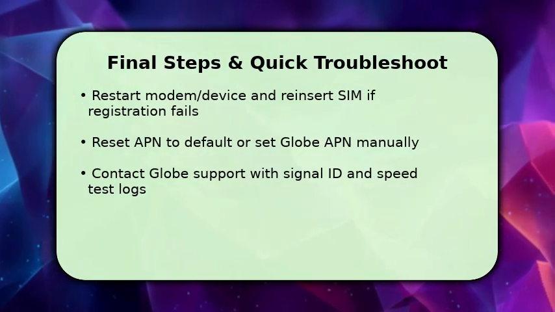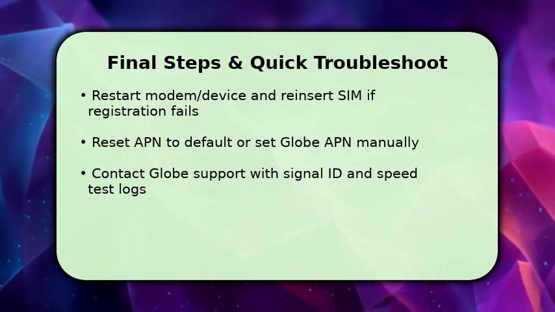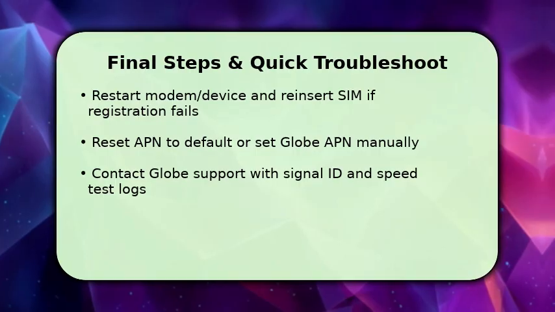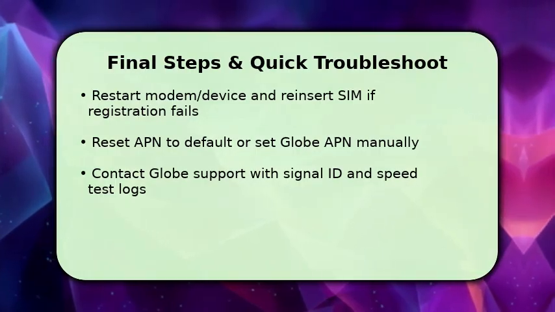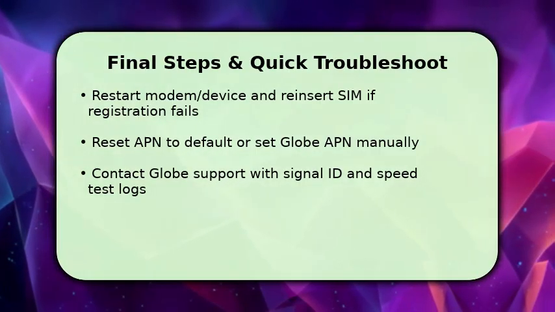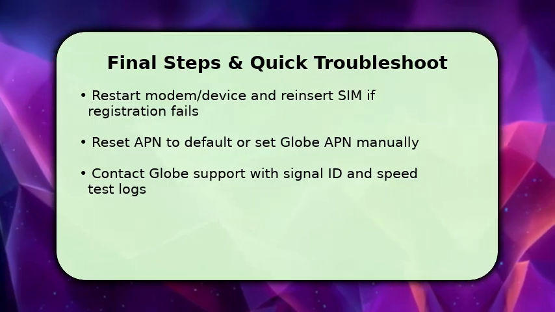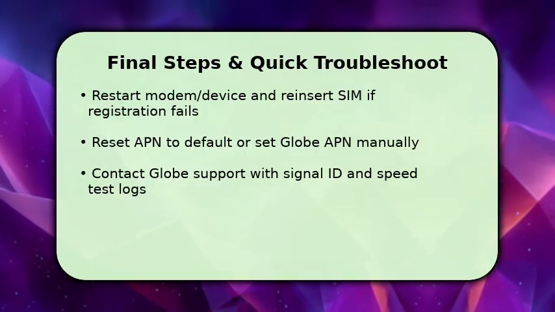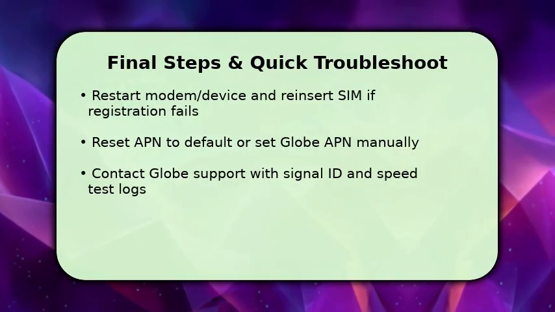Reboot your device and modem to force re-registration on Globe's 5G cluster, then rerun your speed test to confirm improvement. If issues persist, reset APN to default or re-enter Globe APN parameters and try both 5G modes again. One key troubleshooting tip: if registration still fails, remove and reinsert the SIM while powering off.